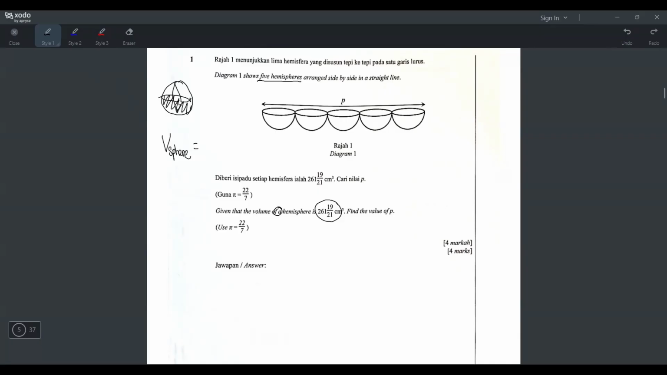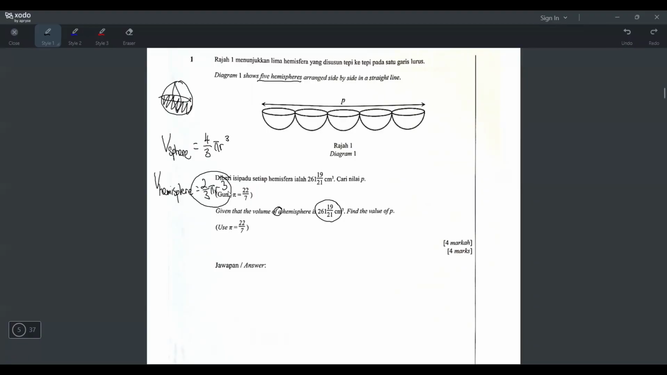The volume of one whole sphere, the formula is 4/3 pi r cube. Or in Bahasa Melayu, some teachers will teach 4/3 pi j kuasa 3. It's the same thing. R and J are both radius, jejari. This is for the volume of one whole sphere. What if it's only half a sphere, a hemisphere? Then it will be 2/3 pi r cube. So this is the formula that we will use to solve this question, because these are all hemispheres.